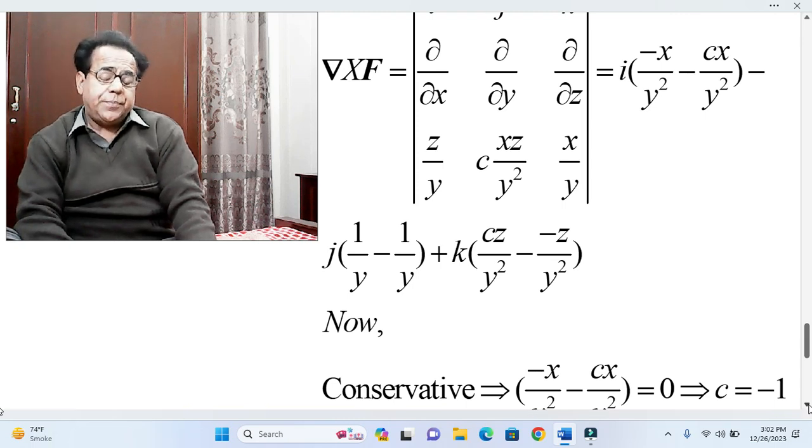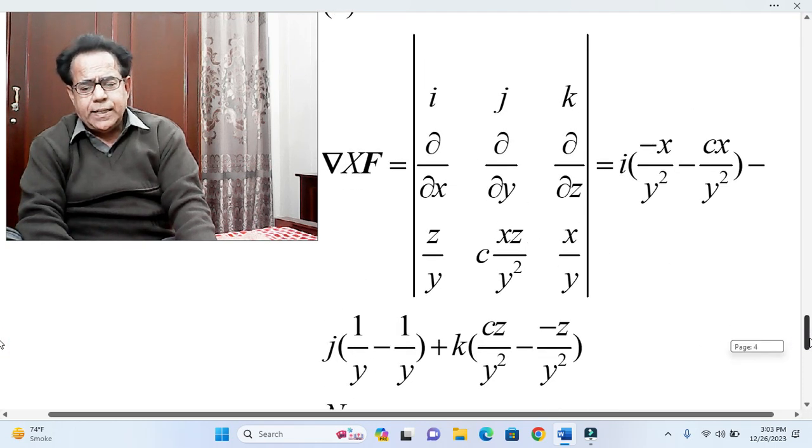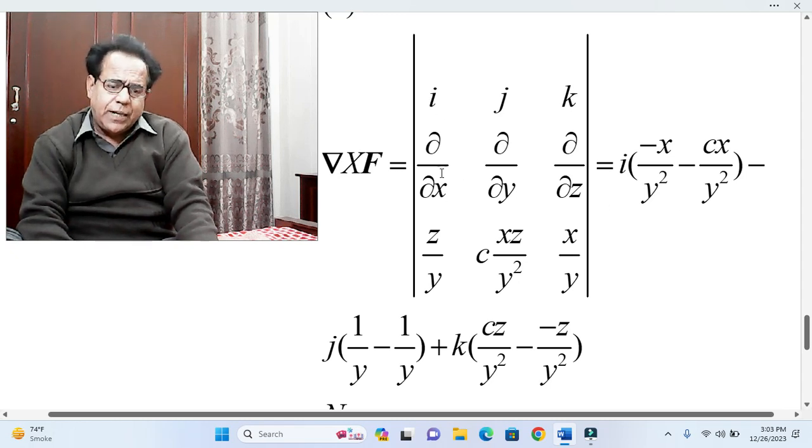It means given force will be I z over y plus j c x z over y square plus k x over y. Okay, now we expand it from first row. Expanding it from first row will result in this. Okay, first column and first row treated to be omitted.